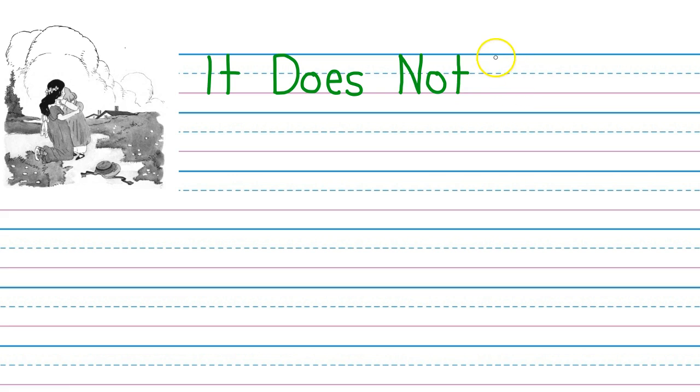It does not help to cry. Help starts with a letter we know, the capital H that says h. Then an E. L-P. H-E-L-P. Help. Two is T-O. And cry. We've not learned the C yet because it makes two sounds, but this is the hard sound of C, the K sound, followed by the R that says R. And the second sound of Y, where it makes a long I sound, I. Say it together fast, cry.